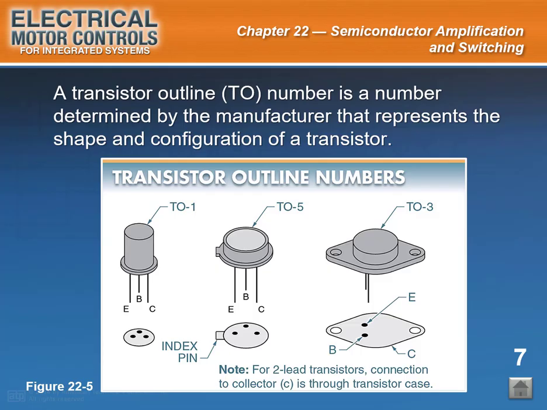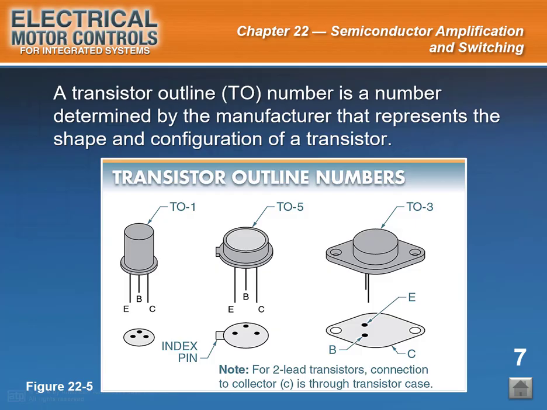Transistor outline numbers are determined by individual manufacturers. Note, the bottom view of a transistor inside a TO3 packaged case shows only two terminal lead wires. Typically, transistors use the metal case as the collector pin lead.